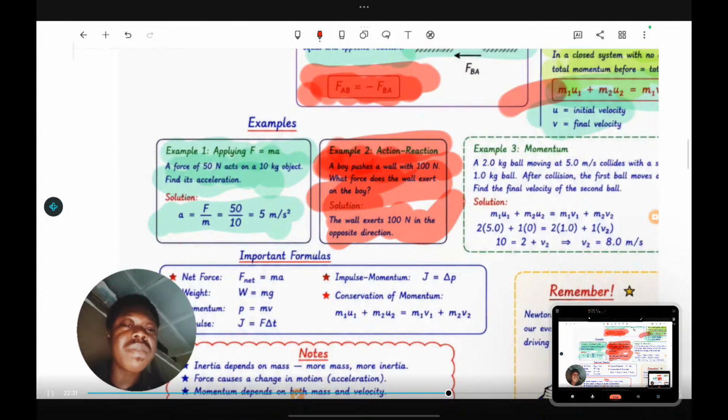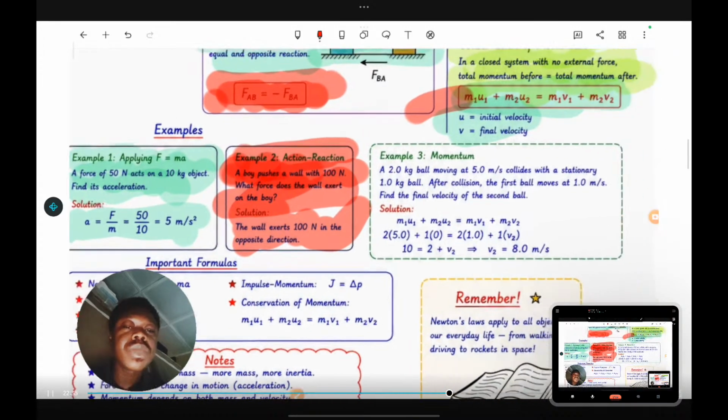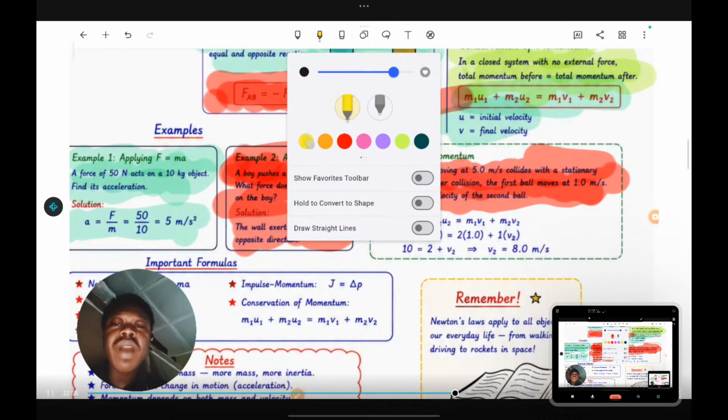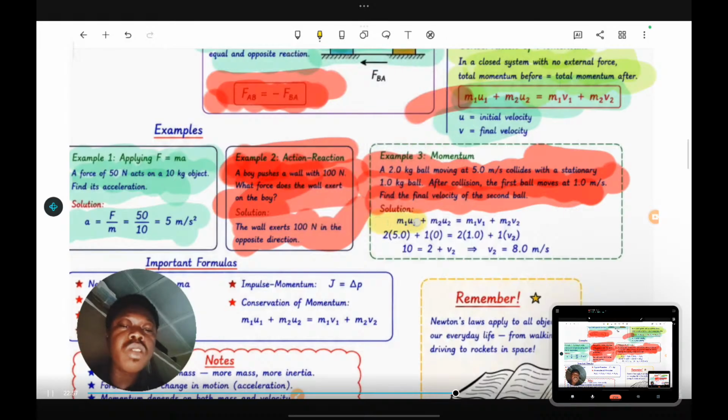And then we have a 2.0 kg ball moving at 5.0 meters per second that collides with a stationary 1.0 kg ball. After collision, the first ball moves at 1.0 meters per second. Find the final velocity of the second ball. So it's just like you're finding V2. That is what the question is asking us to look for. Find V2. So you have M1U1 plus M2U2 equals M1V1 plus M2V2. So that you have this process.